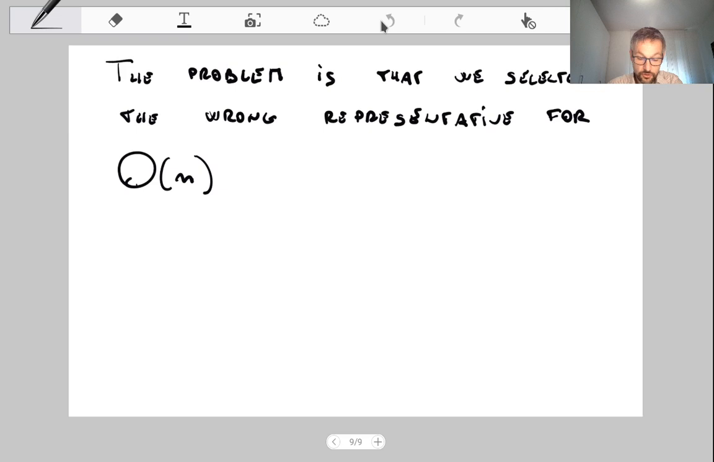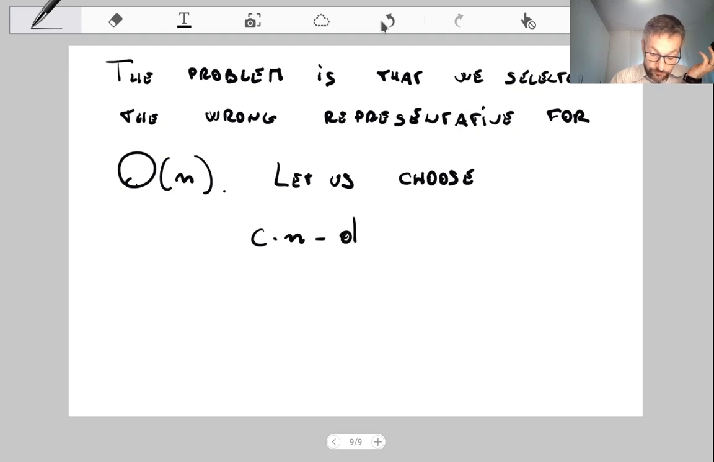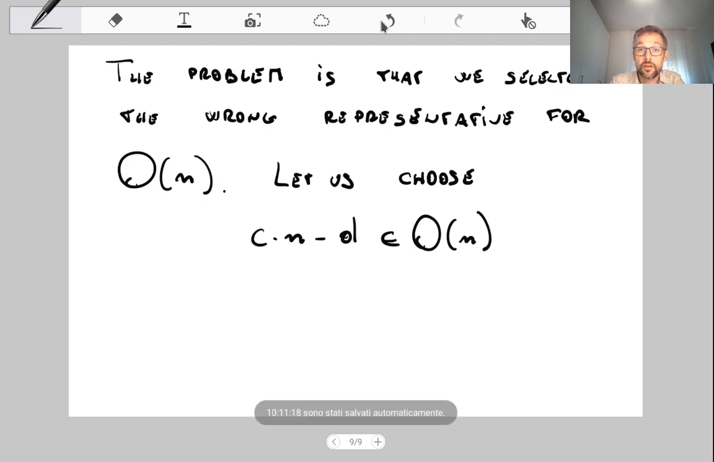So the problem here was that we selected the wrong representative for big O of n. If you remember, we selected C multiply n. Now let's try to select a different representative. For instance, in this case, let us choose C of n minus d as representative for big O of n. Of course, this is a different representative with respect to the previous one, but still is a representative for the family. By d I mean a constant again. So C and D are both natural constants.